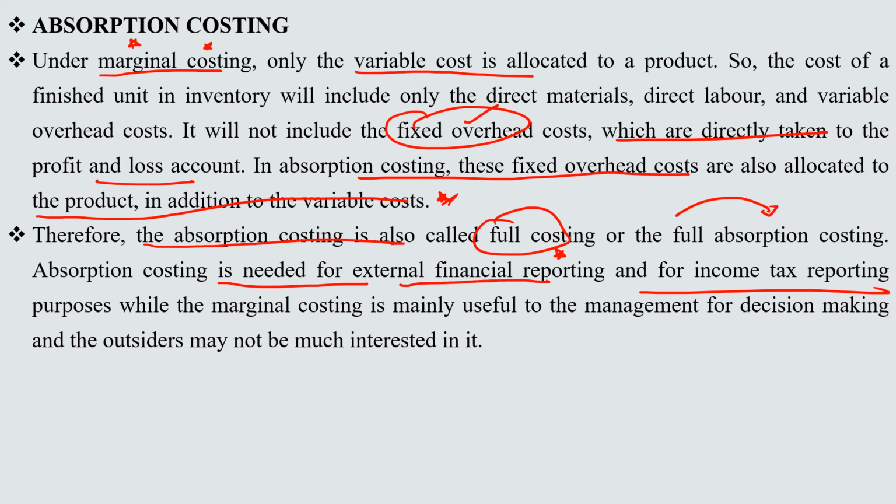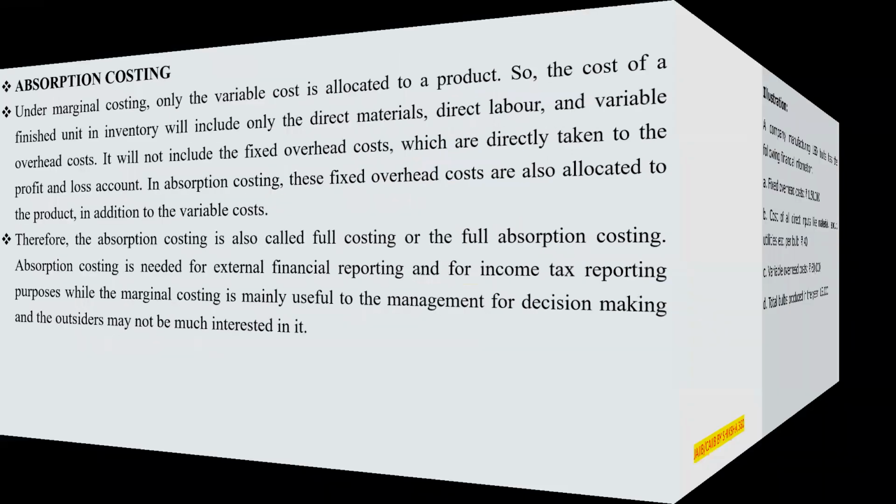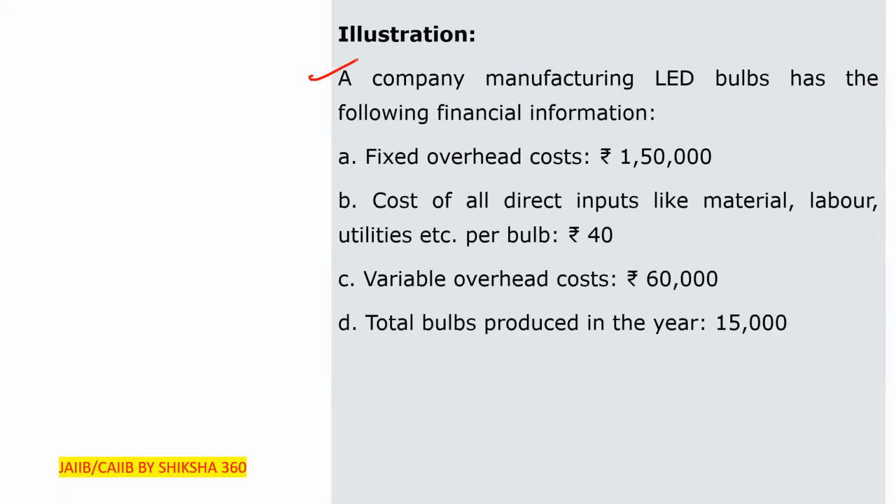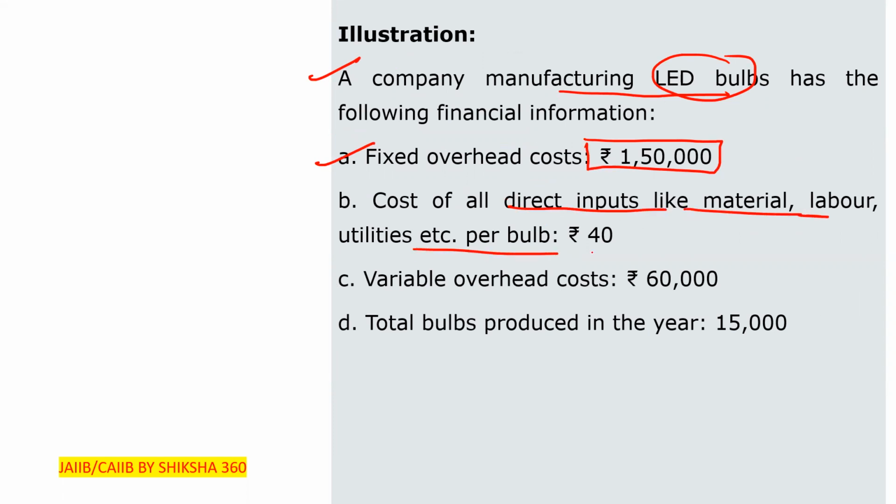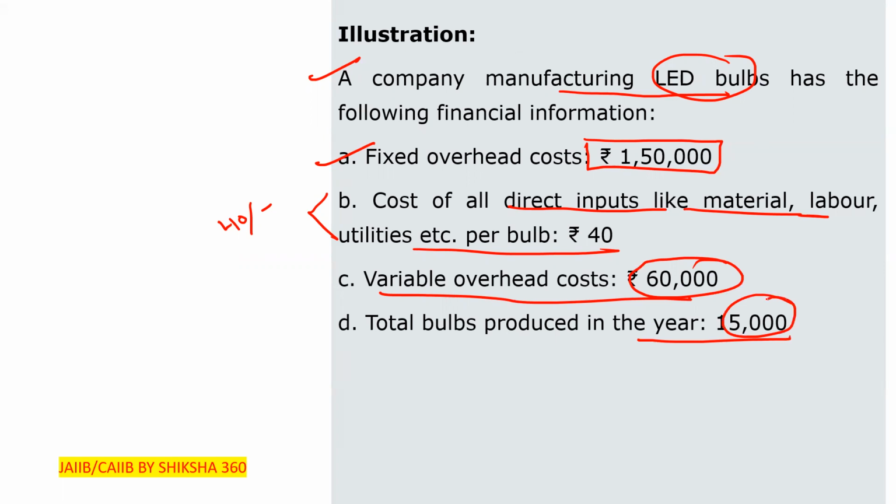So how will it impact the cost of the product? This can be understood with the help of one example. A company is manufacturing LED bulbs. Same example: the fixed overhead cost is rupees 1,50,000. The cost of all direct inputs like material, labor, and utilities per bulb is 40 rupees. Variable overhead cost is rupees 60,000. Total bulbs produced are 15,000.